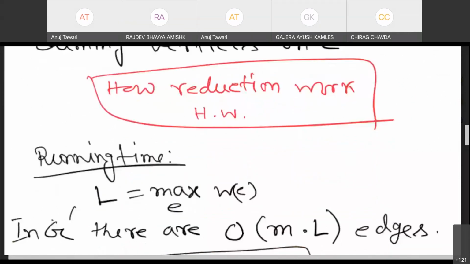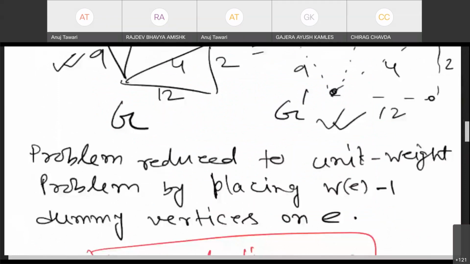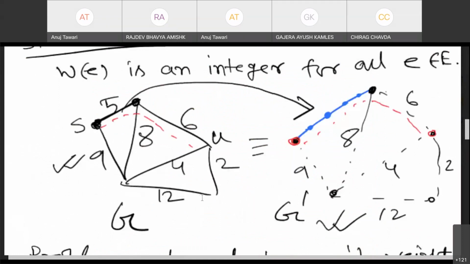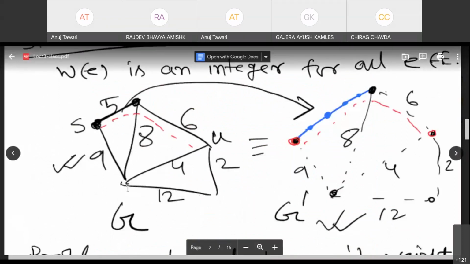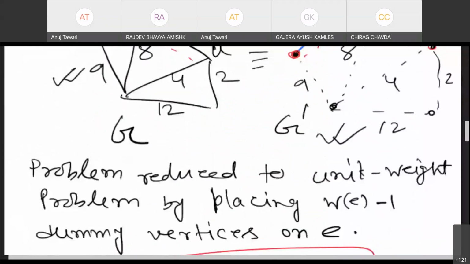Okay, and what's the running time of this? What is the maximum number of new vertices you are going to introduce in this graph? It is this particular edge of weight 12, right? You have to introduce 11 new dummy vertices here, each of weight 1. And that should do the job.